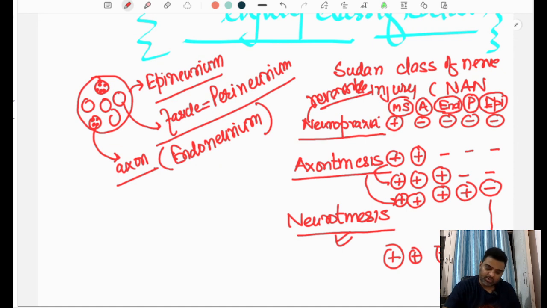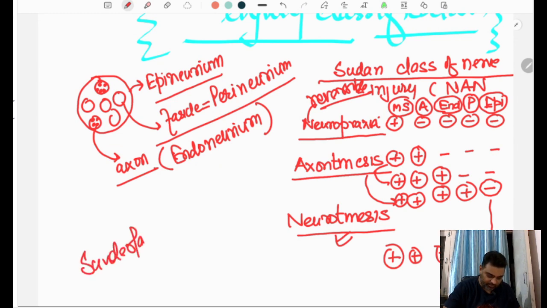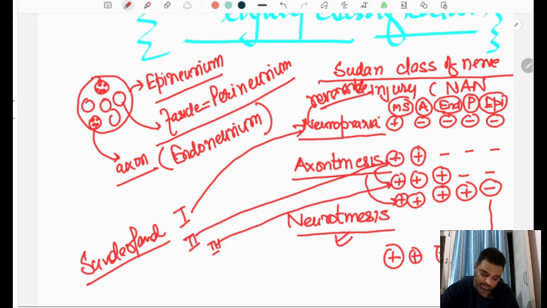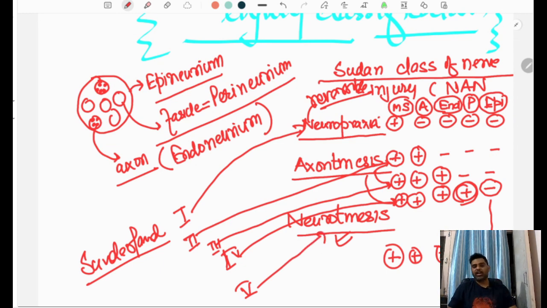Now, the same Seddon classification has been divided by Sunderland into five types. Type 1 is nothing but neuropraxia. Type 2 is the first axonotmesis, where the axon is involved, but all the neuriums, that is endo, peri, and epi, are normal. Type 3 is where endoneurium is also involved. Type 4 is where perineurium is also involved. And the fifth is neurotmesis. So a question can be asked: Sunderland classification, fifth is nothing but neurotmesis.